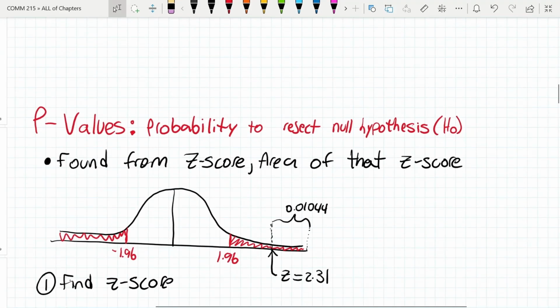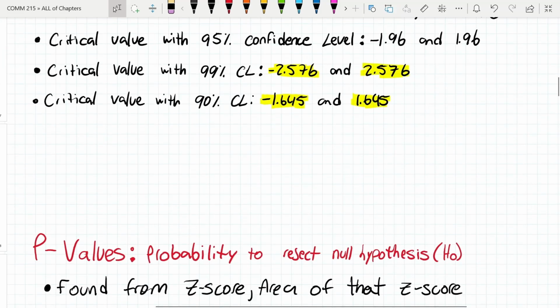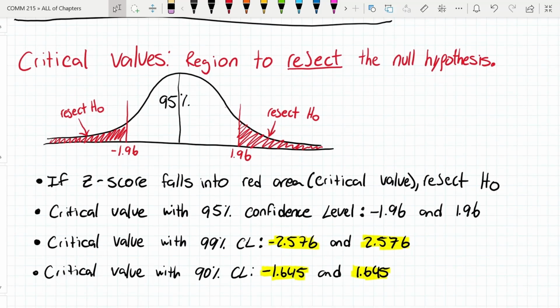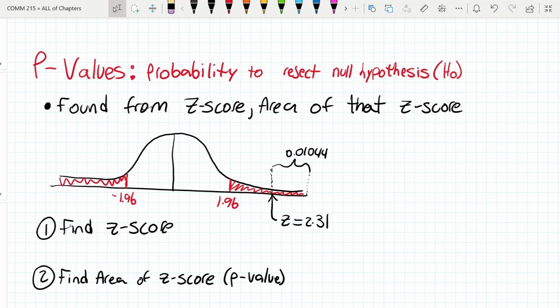So going on with p-values, well, it's the probability to reject the null hypothesis. So p-values and our critical values are just ways that we can use to reject the null hypothesis. And you can use either or, depending on your scenario or what you prefer. So in some cases you might use your critical values, and in some cases you might use the p-values. So here, found from the z-score, is the area of that z-score.